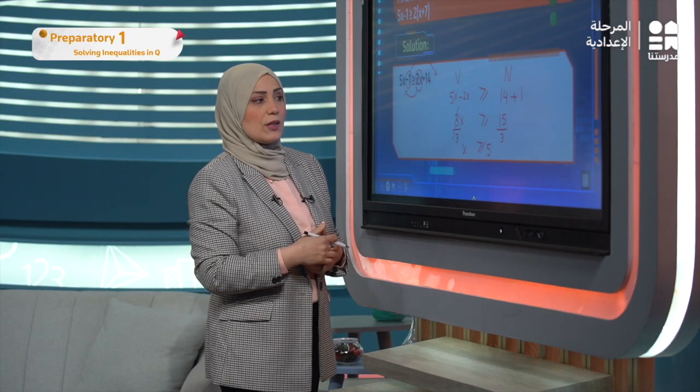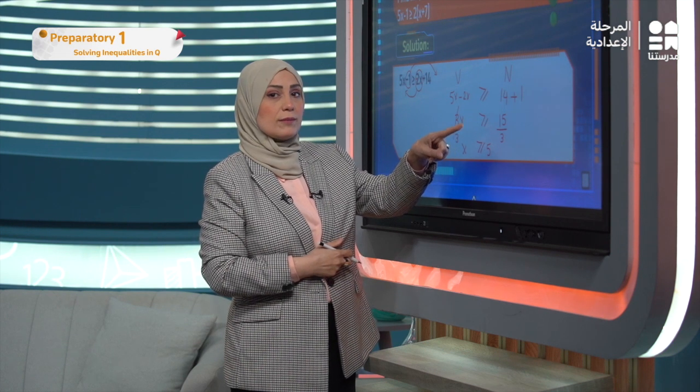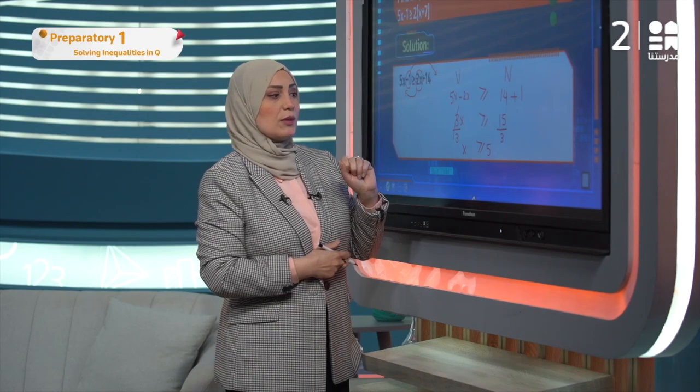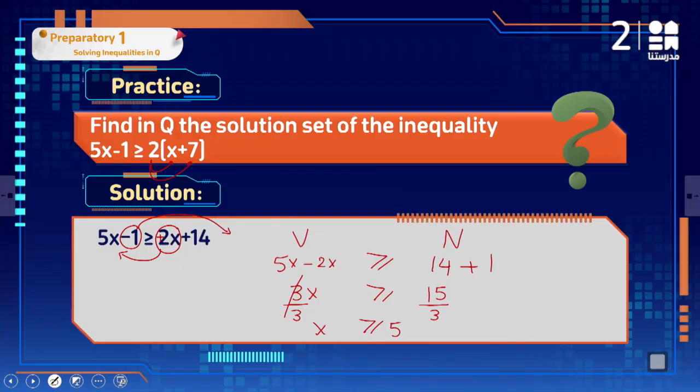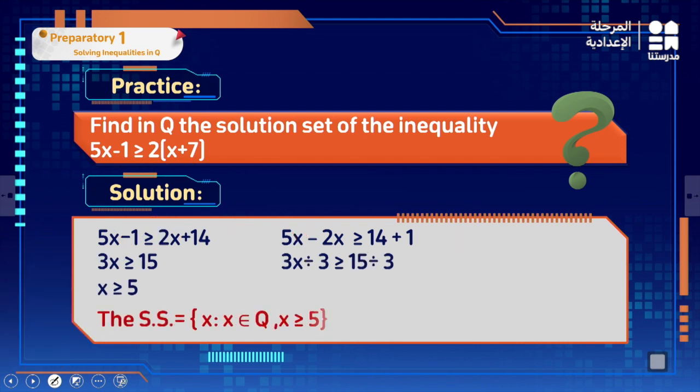My question: do we need to flip the sign of the inequality? Of course not, because I divided by a positive number. Is 5 a solution? Yes, because there is an equal sign in the inequality. So how can we write it here? The solution: x such that x belongs to Q and x is greater than or equal to 5.